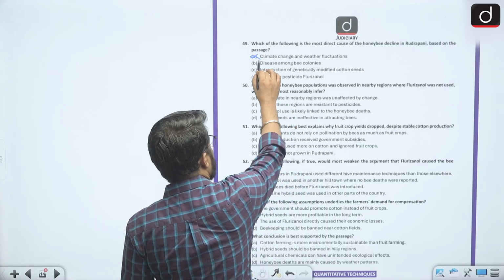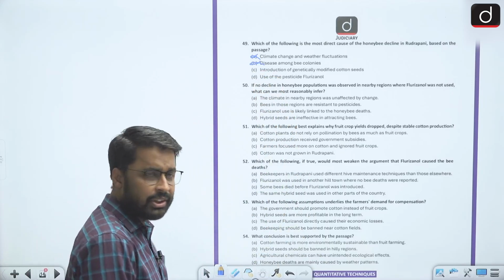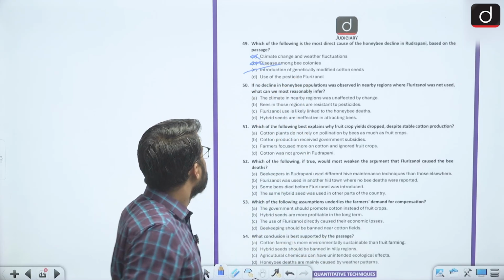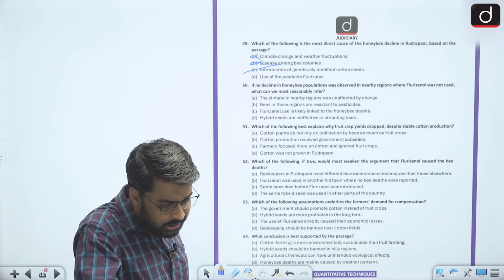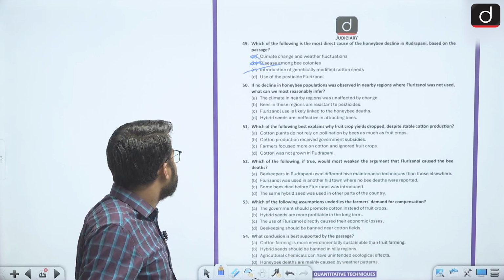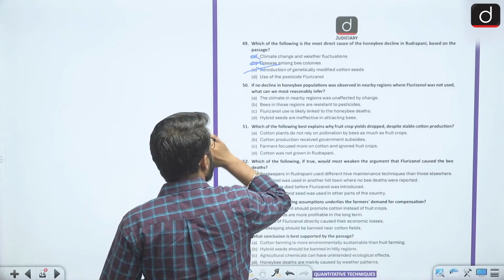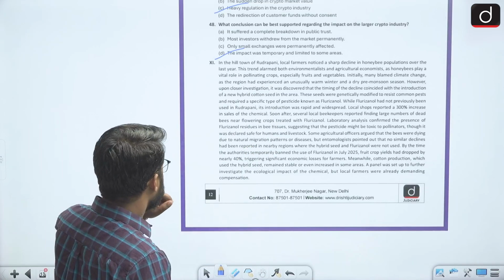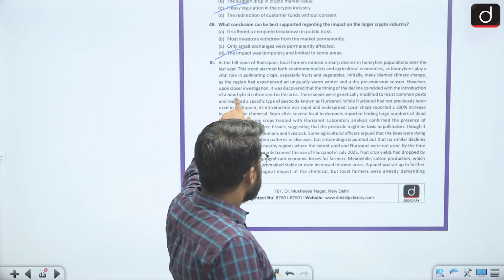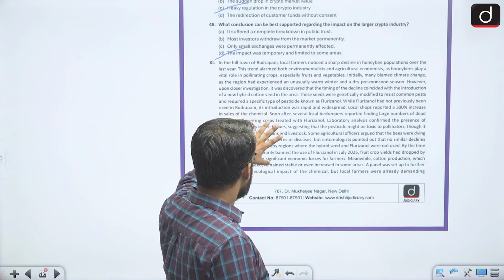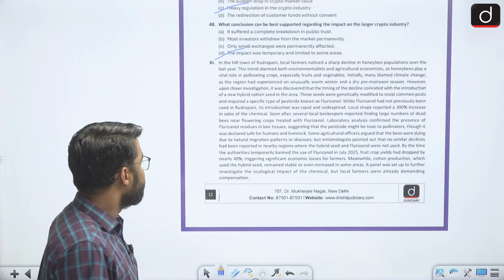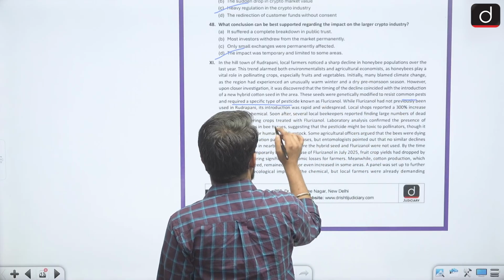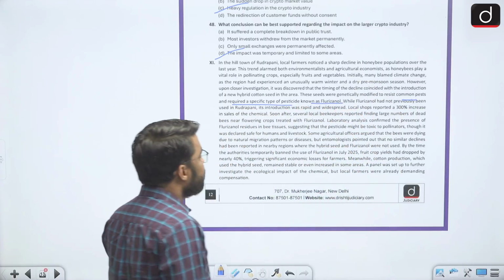Disease among bee colonies. Sir, it was not mentioned in the passage. There was no mention of disease among bee colonies. Introduction of genetically modified cotton seeds. Yes, but this will not be correct, because D is the correct one. Use of pesticide flurizanol, because it said that it was discovered that the timing of decline coincided with the introduction of new hybrid cotton seed in the area. So this seems to be the answer, but the seeds were genetically modified to resist common pests and required a specific type of pesticide known as flurizanol.